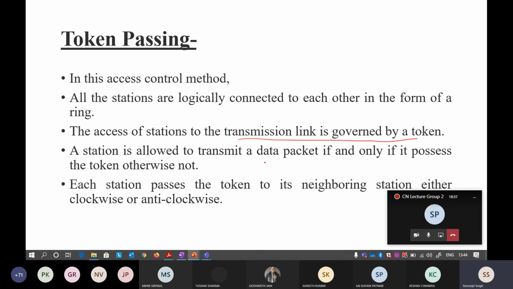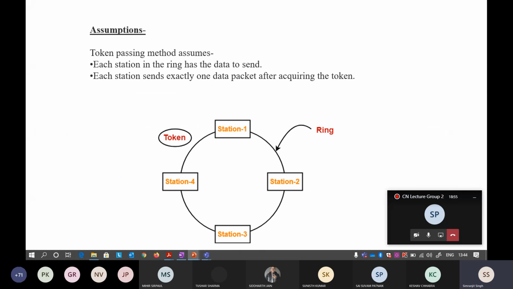A station is allowed to transmit a packet if and only if it possesses the token, otherwise it will not be able to transmit. Each station passes the token to its neighboring station either clockwise or anti-clockwise. It depends upon the implementation whether you want to take the clockwise approach or the anti-clockwise technique. Now there are some assumptions here.